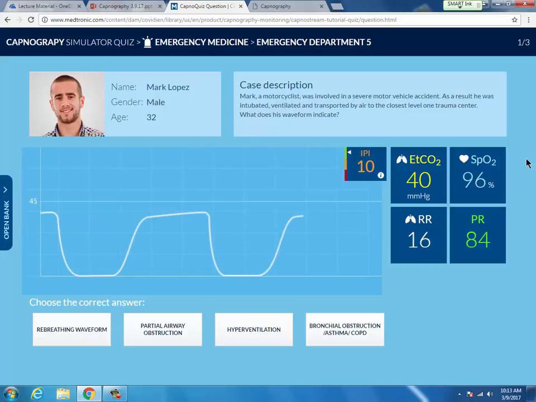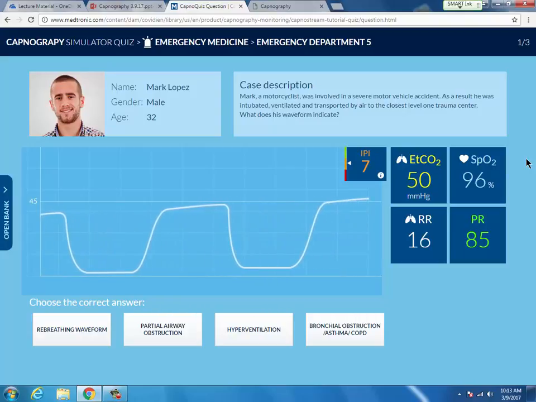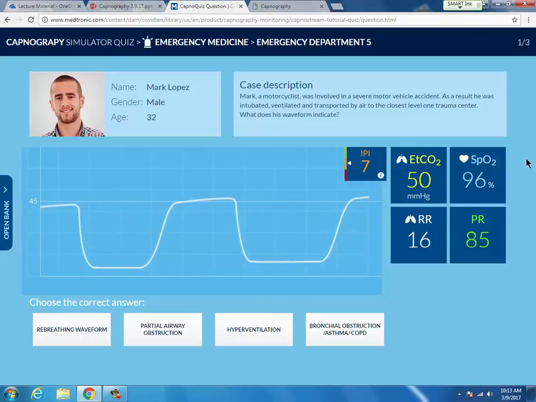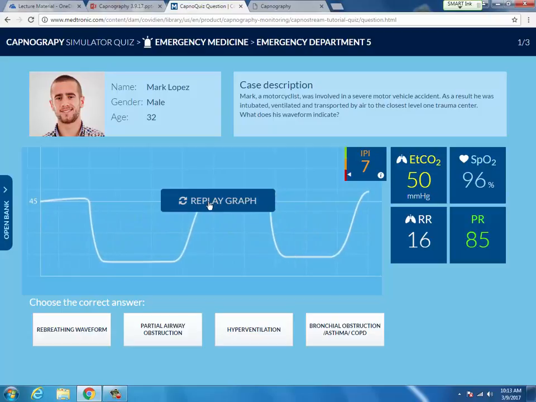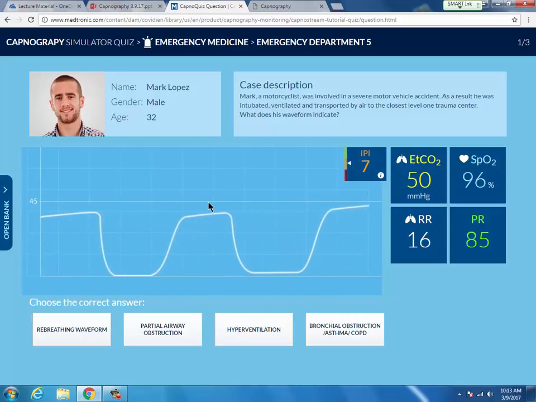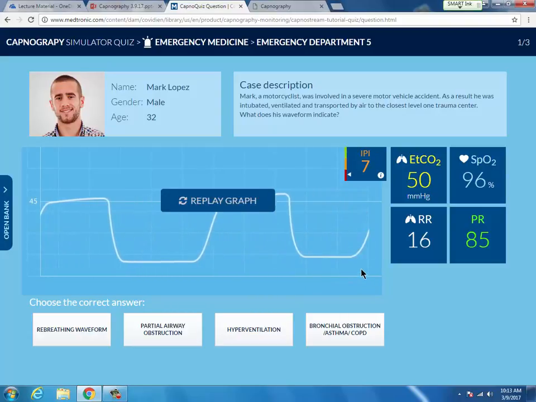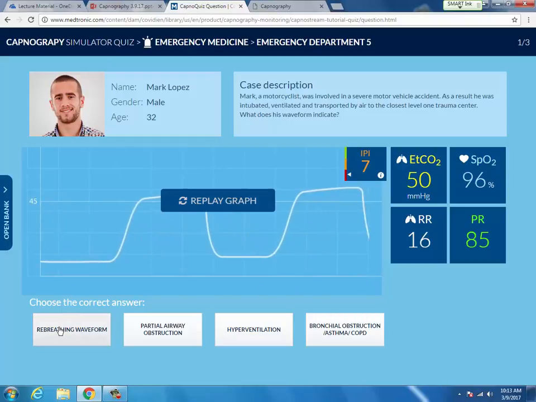So Mark, a motorcyclist, was involved in a severe motor vehicle accident. As a result, he was intubated, ventilated, and transported by air to the closest level 1 trauma center. What does his waveform indicate? He's got an end-tidal CO2 of 50, SpO2 96%. Happening with that baseline. Who says rebreathing? Raise your hand. All right. Who says partial airway obstruction? Who says hyperventilation? Who says bronchial obstruction?